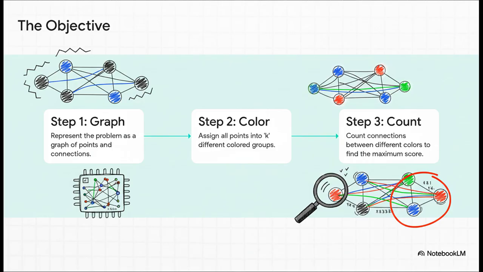So let's break that down into 3 simple steps. Step 1, you take your problem, say that chip layout, and you turn it into a graph. Step 2, you color all the points, which is basically just assigning them to one of your K groups. And step 3, you count up all the lines that connect points of different colors. The whole mission is to find the coloring pattern that gives you the absolute highest score.